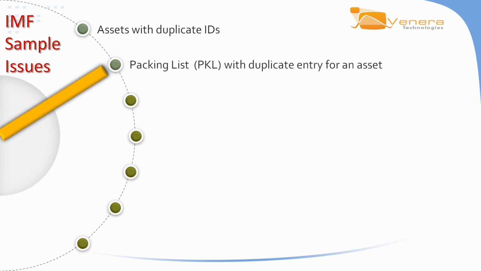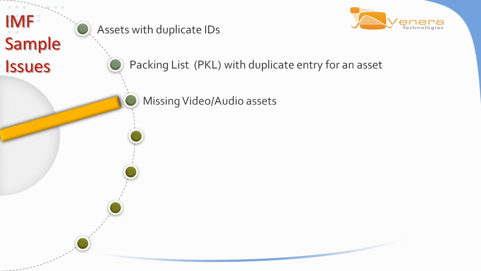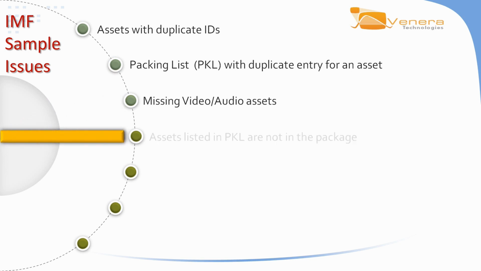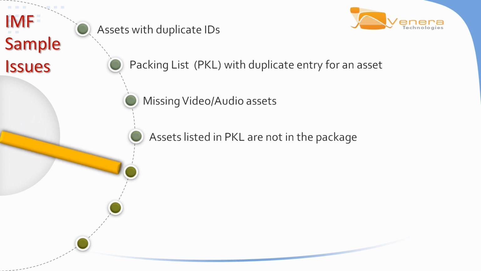The packing list, the PKL, could have duplicate entries for a given asset. There could be video or audio assets missing inadvertently from the package itself. Or the PKL could list assets that are not actually in the package. Or the CPL could have a mismatch between the audio-video metadata duration in the CPL and the actual audio-video metadata values.